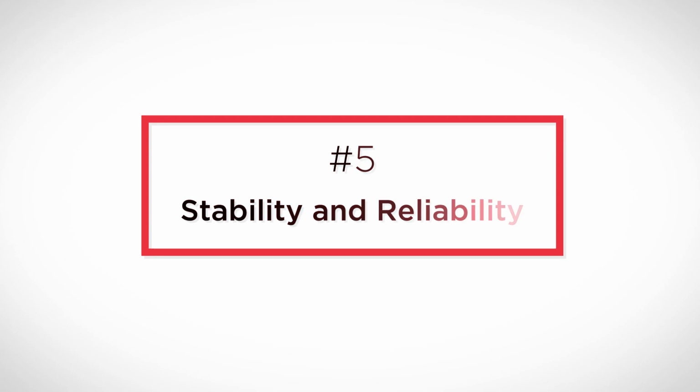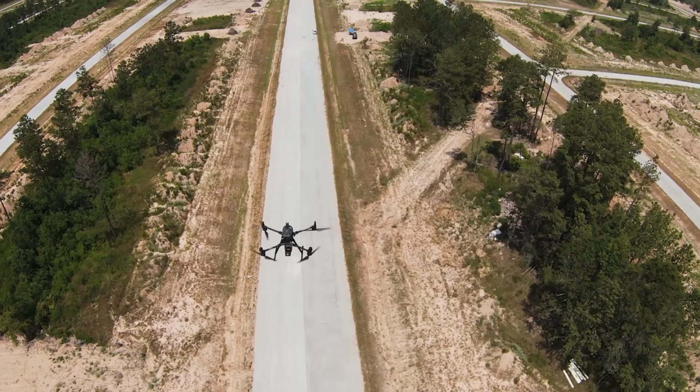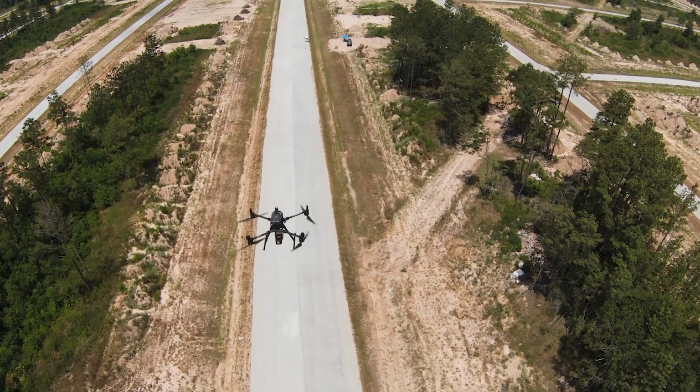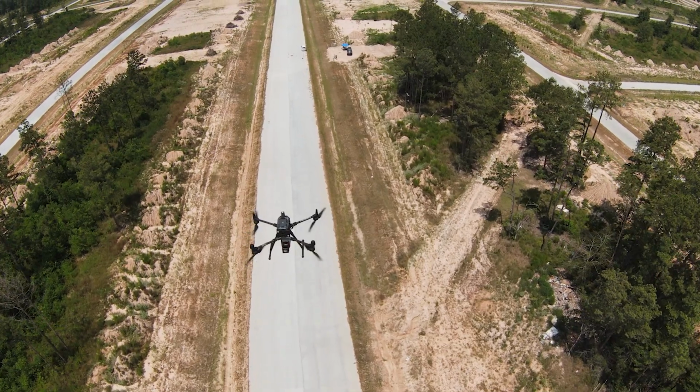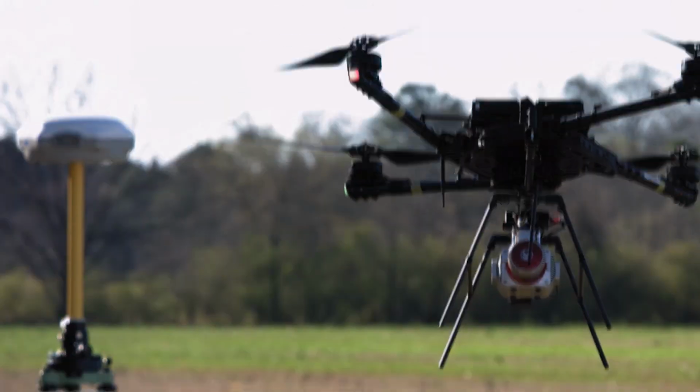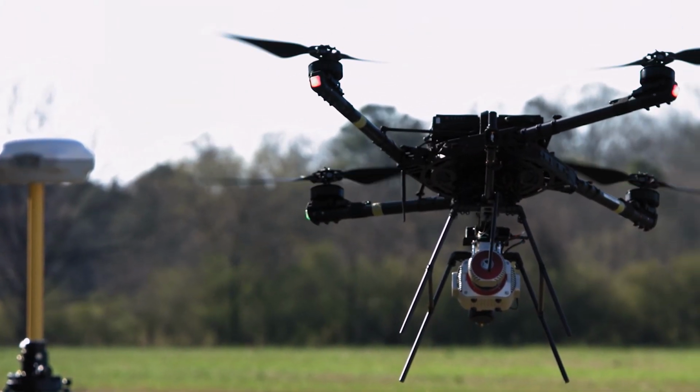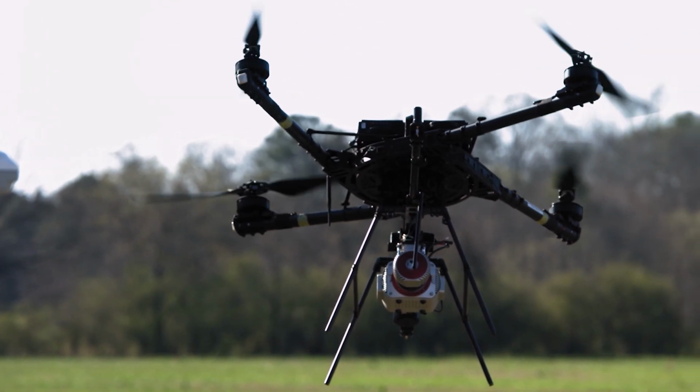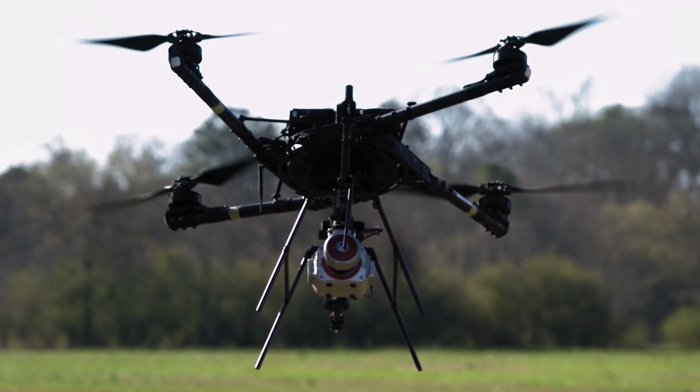Number 5, stability and reliability. The drone and its LiDAR system should be capable of stable flight in various weather conditions and challenging environments, such as high winds, extreme temperatures, and near high-voltage infrastructure. The drone and its components should be robust, durable, and reliable to minimize the risk of failure during critical missions.